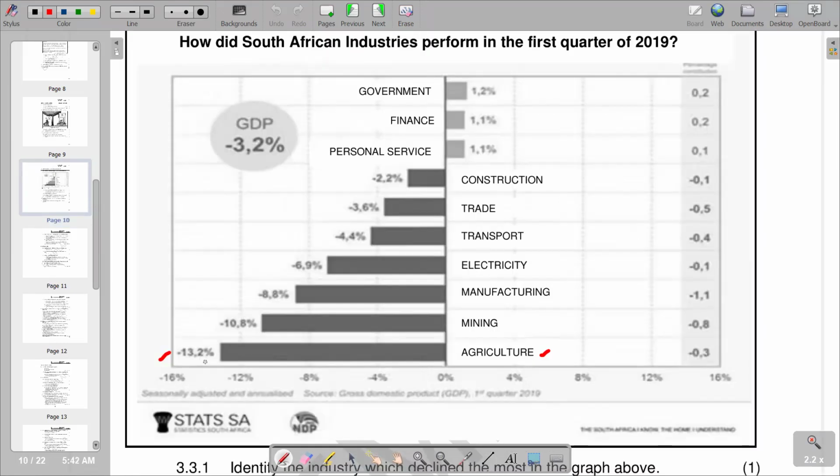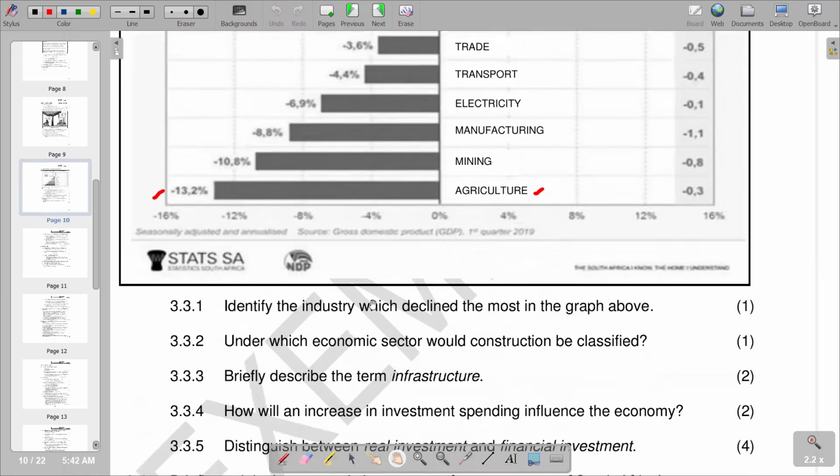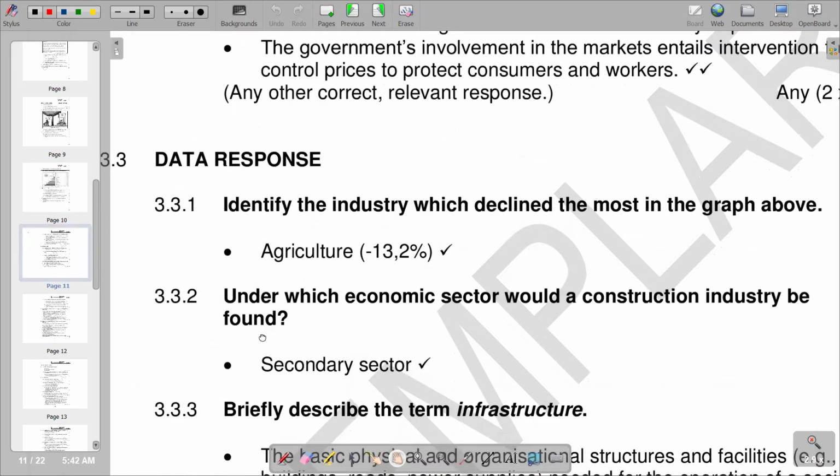Then we move on to the next part, which is our second question, which is under which economic sector would construction be classified? Remember, construction, we are having the building of houses, the building of any structures that we can talk about falls under construction, and we are going to see that under that industry, we are going to have a final product that is going to come. For example, we are building a house, we're going to have a house at the end of it. So obviously, the final product is going to be there. So this indicates the secondary sector. So we have the secondary sector representing that.